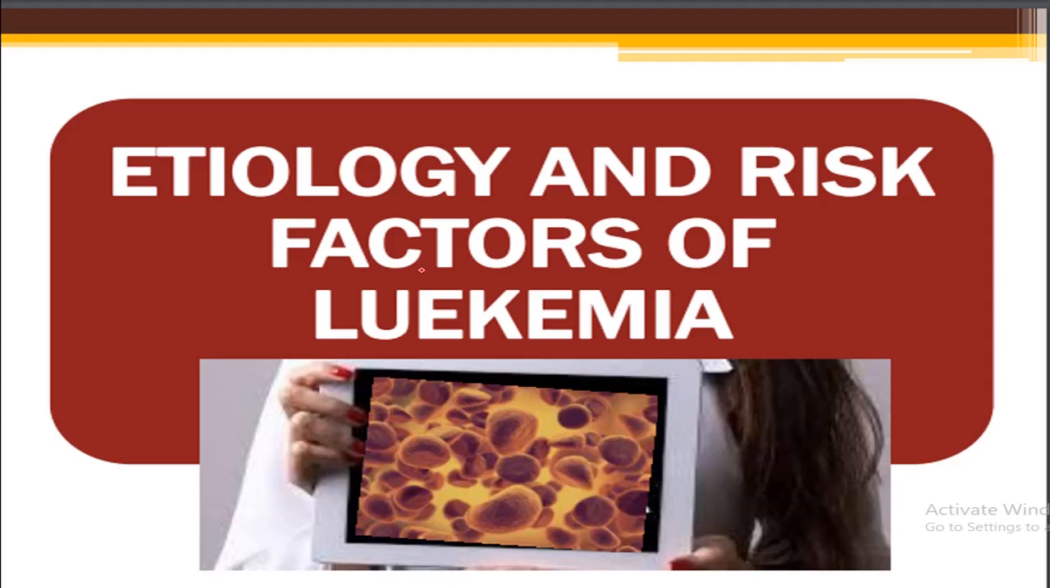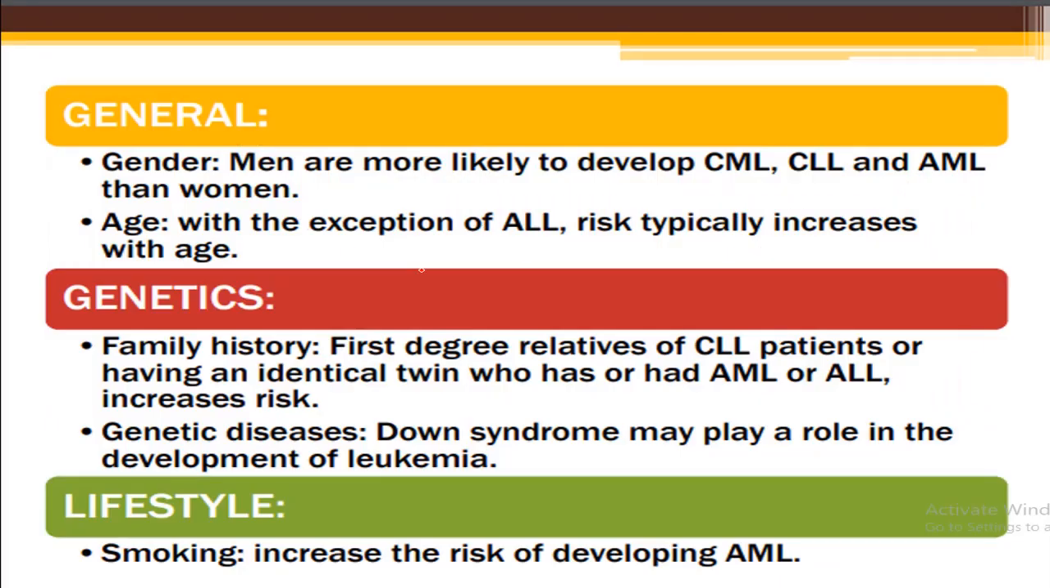So for the etiology and risk factors of leukemia, okay, in general, men are more likely to develop CML or chronic myelogenous leukemia, and chronic lymphocytic leukemia and acute myelogenous leukemia than women. Sa age naman, with the exception of ALL, okay, nag-increase ang risk with age. Okay, in genetics naman, if there is a history of leukemia, especially sa first degree relatives of CLL patients, or having an identical twin who has had AML or ALL, ay increase ang kanyang risk of having leukemia.